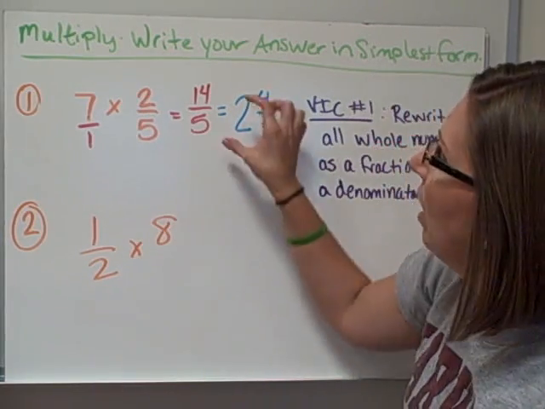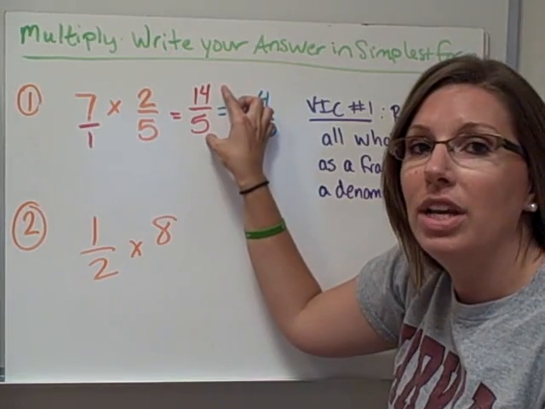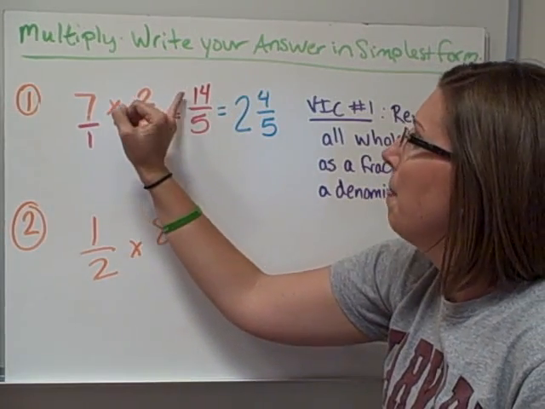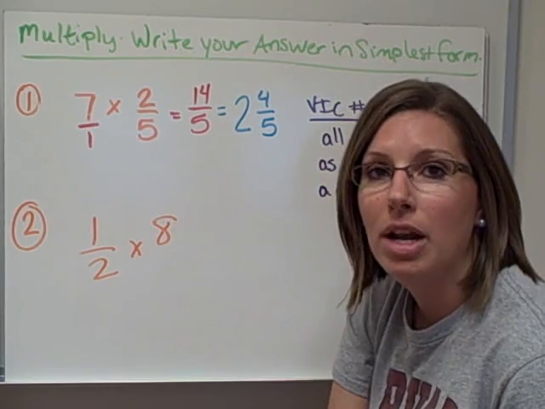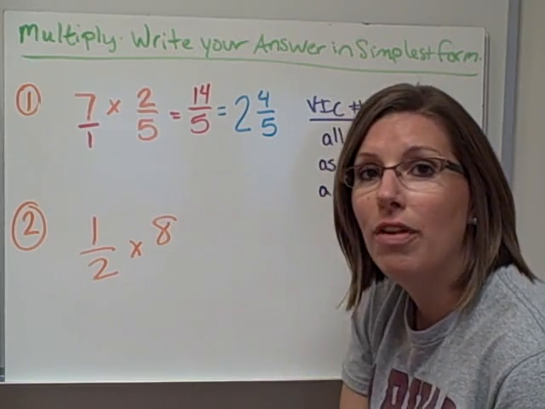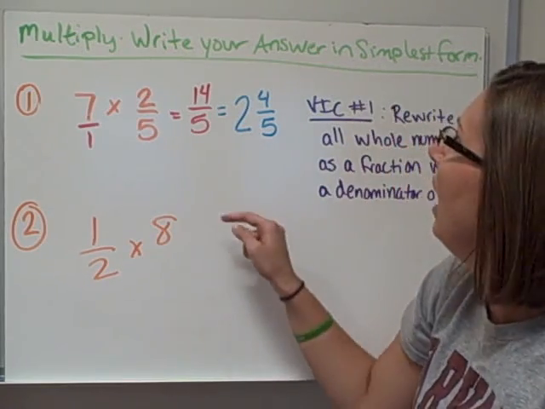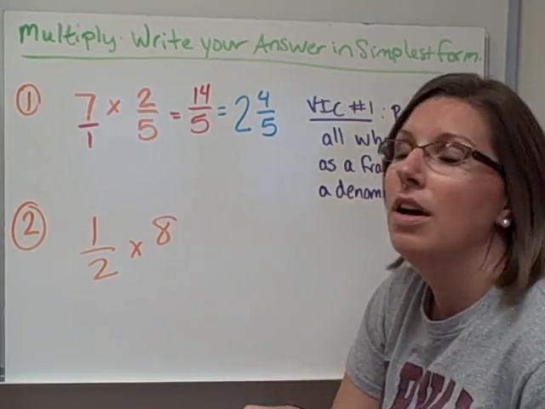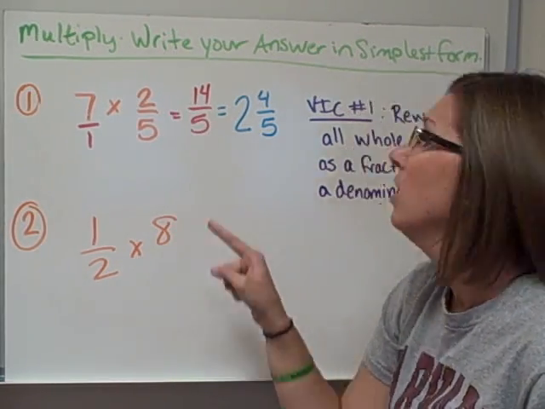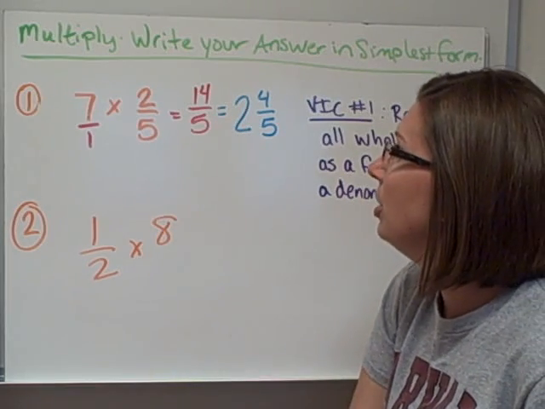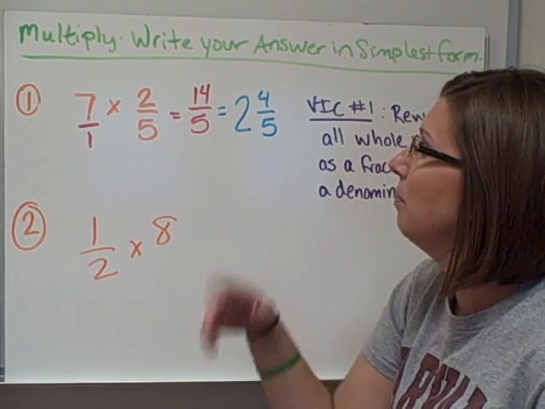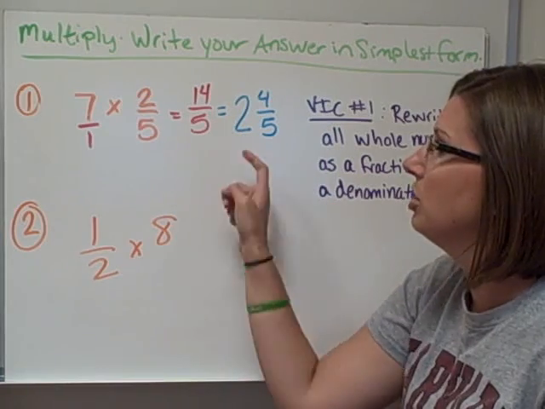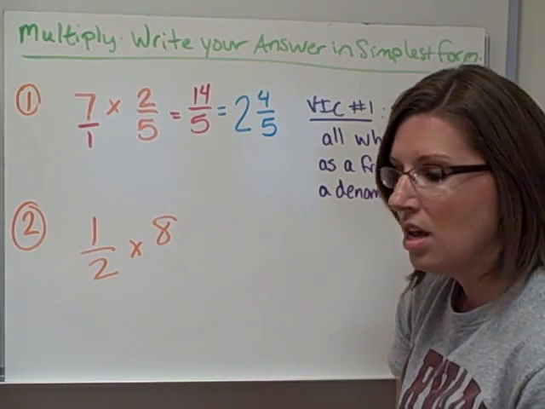Now I've got an improper fraction over here, so that means I've got more on the top than I do on the bottom. So now I'm going to change my improper fraction to a mixed number. I asked myself, how many times does 5 go into 14? 5 goes into 14 twice, so I pull out a 2. And then what I'm left with is 4/5, 2 and 4/5.